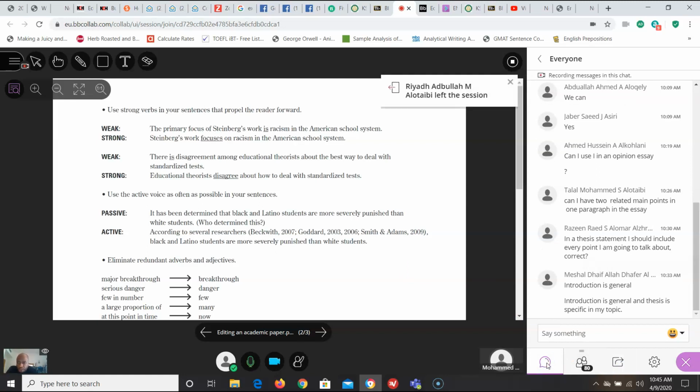I will spend a little bit more time to talk about the second page. It says use strong verbs and sentences that propel the reader forward. So here's some examples. Weak: the primary focus of Steinberg's work is racism in the American school system. All right. It's stronger to say Steinberg's work focuses on racism in the American school system. Okay.